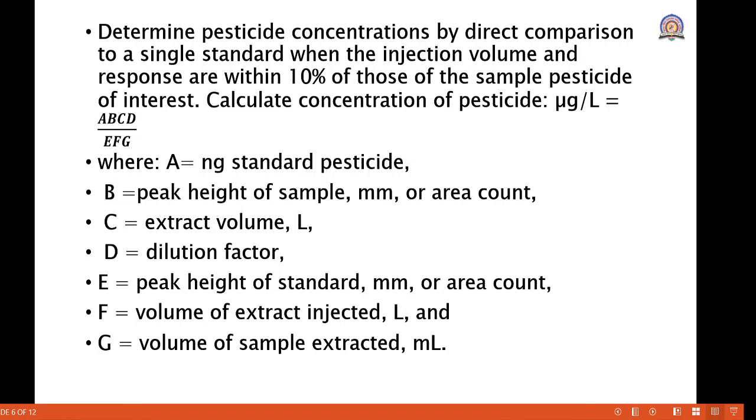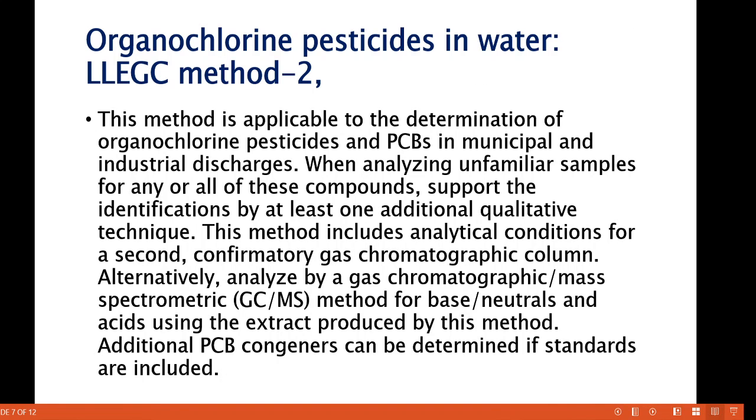Calculate the concentration of pesticide as ABCD upon EFG, where A is the ng of pesticide, B is the peak height of the sample, C is the extract volume, D is the dilution factor, E is the peak height, F is the volume extracted, and G is the volume of the sample extracted. Okay, so in this way we find out the organochlorine pesticides in water by method 1.